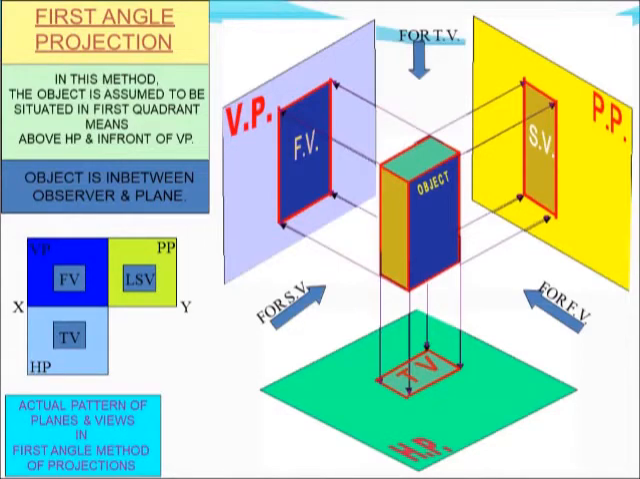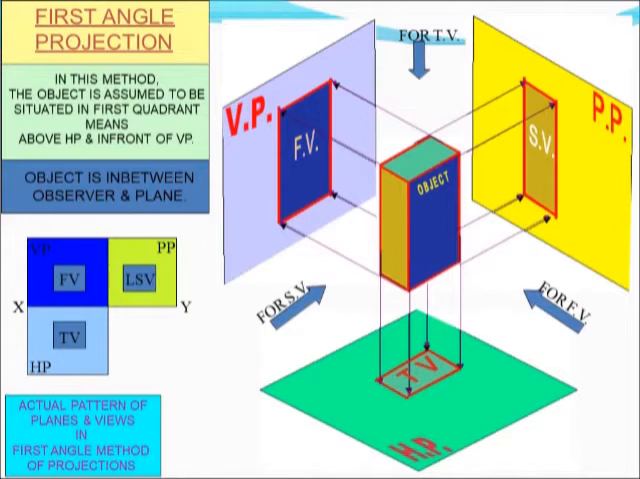Since we are going to use the first angle projection, I will tell you very clearly that in the first angle projection the object will be placed in between the reference plane and your observer. So the object will be placed in between the observer and the plane. That plane may be the vertical plane or the horizontal plane.